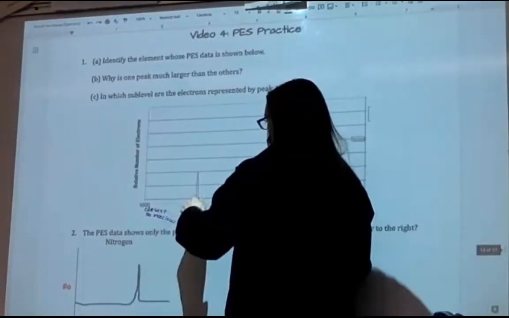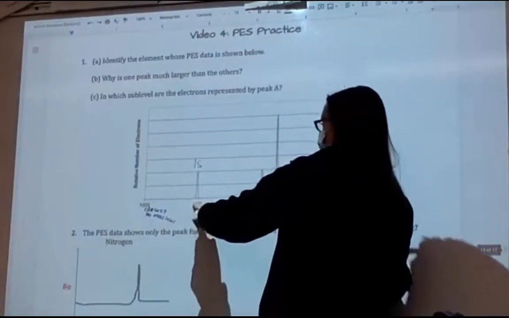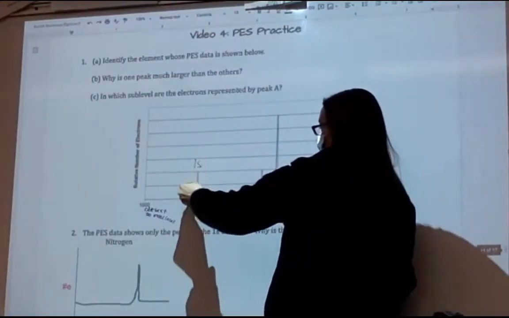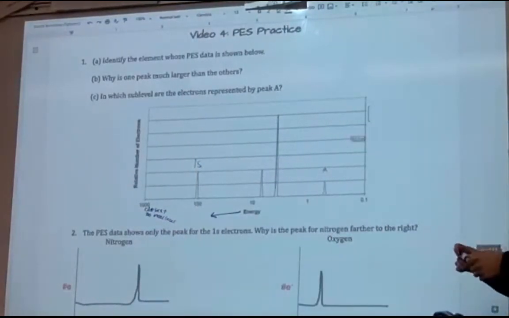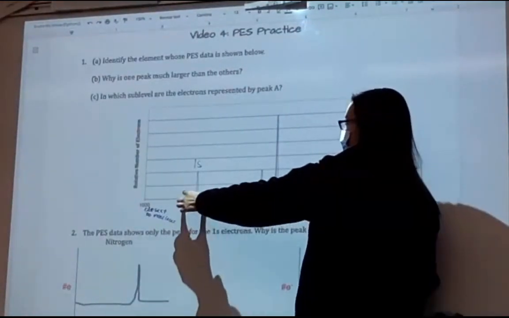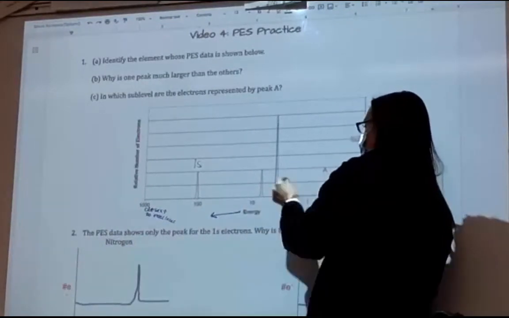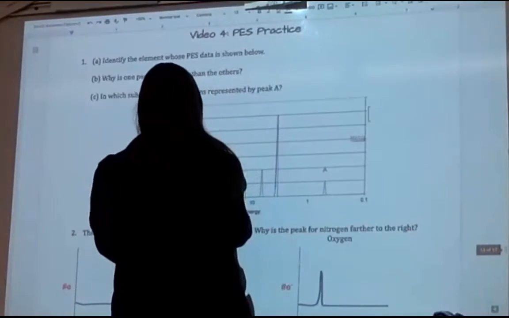So this is closest to the nucleus, so this is my 1s. In this case, each line represents an electron. But that's not always the case. I'm going to show you some different spectra. So if this is the 1s, if I see other peaks, that tells me that this sublevel is filled. So this is 1s2.